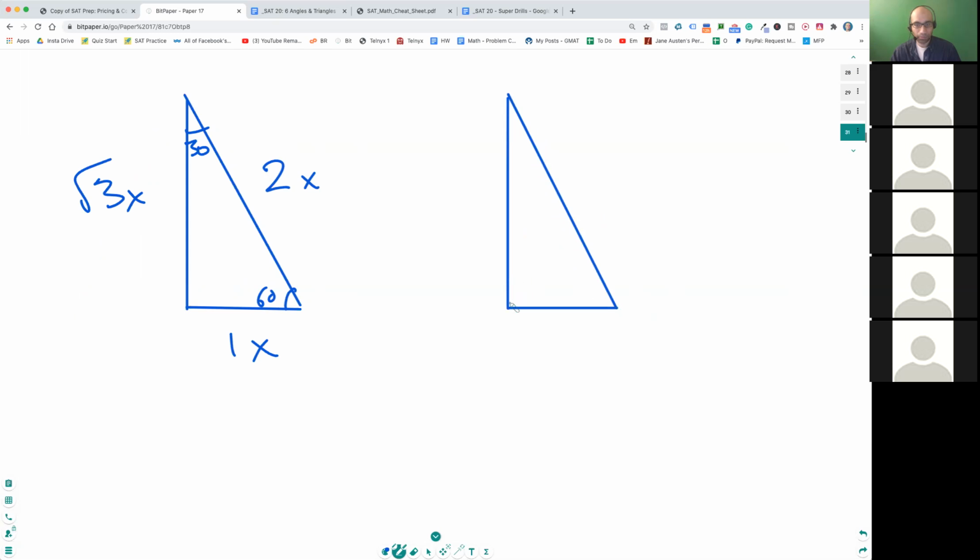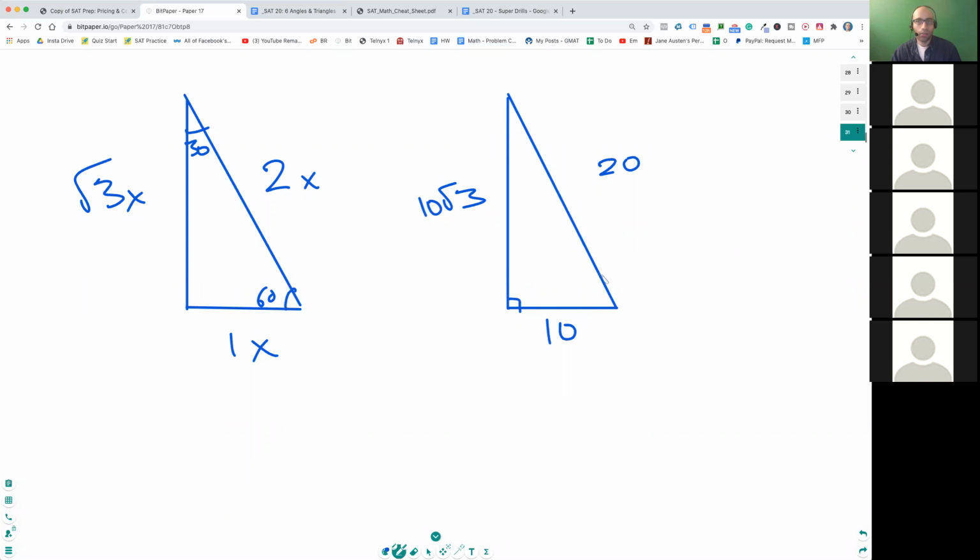Okay, so remember I put an x over here, which means if this is 20, can you please tell me what this is going to be? And then can you tell me what this is going to be? Very nice. Exactly right. So this bottom one is going to be 10, because it's half of this. And this one is going to be 10 root 3. So in this case, x is 10.